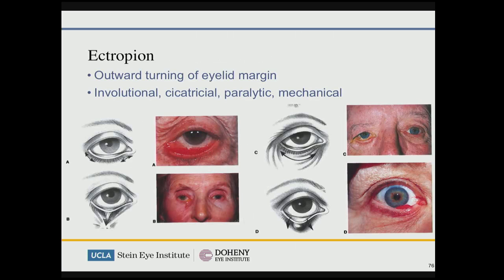All right, moving on to eyelid malpositions, talking about ectropion, which is an outward turning of the eyelid margin. And you can have involutional ectropion, cicatricial, paralytic, or mechanical.